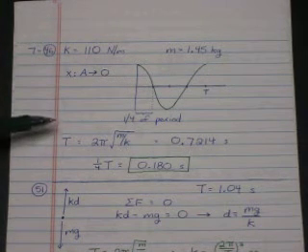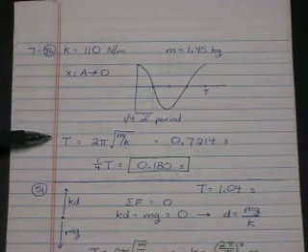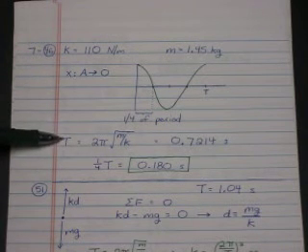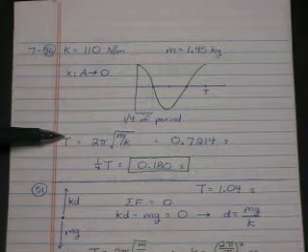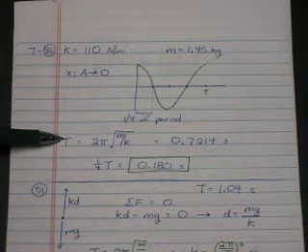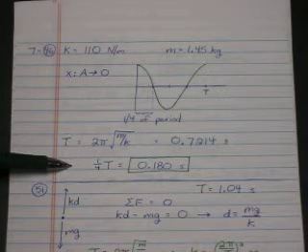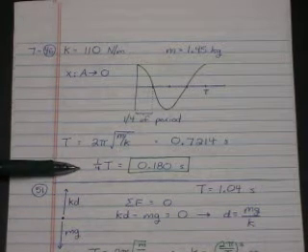So for this problem, let's figure out how long a period is and then take 1/4 of that. Period is 2 pi times square root of m over k. We're given m, we're given k, so you should get a period of 0.7214 seconds. 1/4 of that then is 0.180 seconds.